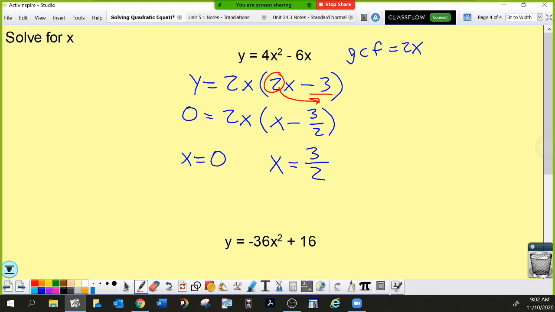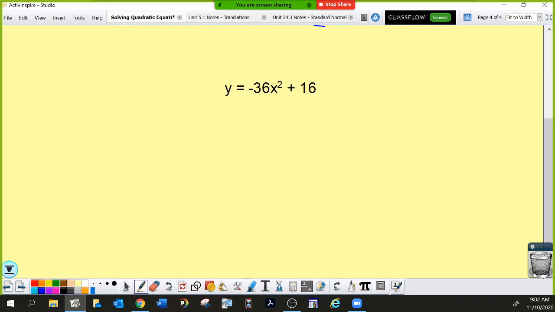All right, let's come down here. Last example of the notes. This one's also unique. It doesn't have a B term. Okay, well, we'll get there. First things first, GCF. And yes, there is a GCF. What do negative 36 and positive 16 have in common? 4. But I would like you all to see that the front of this thing is negative.